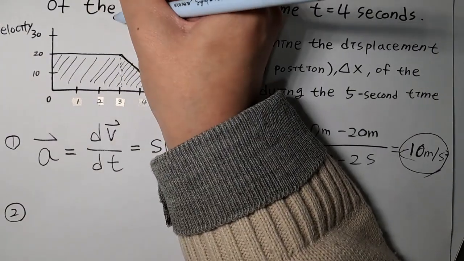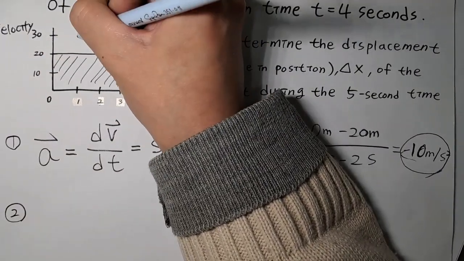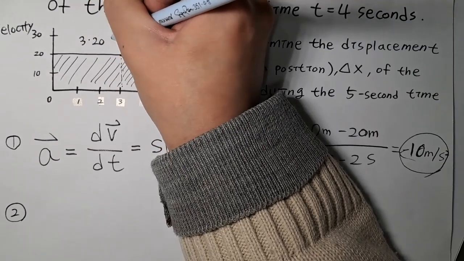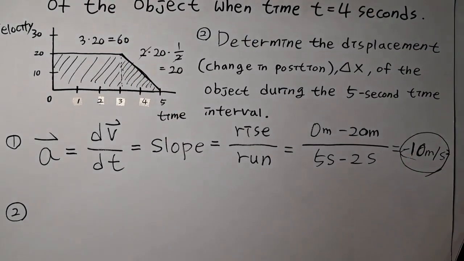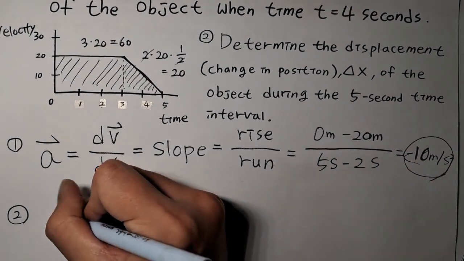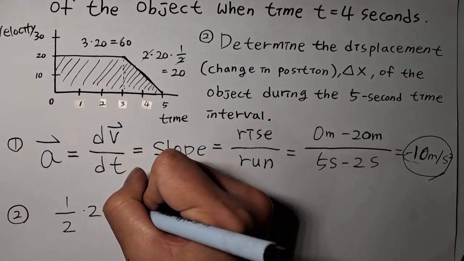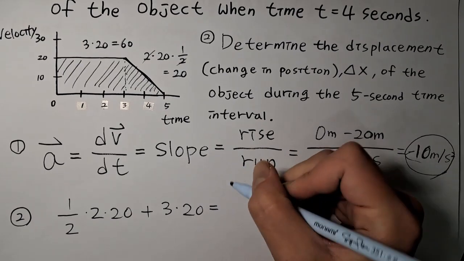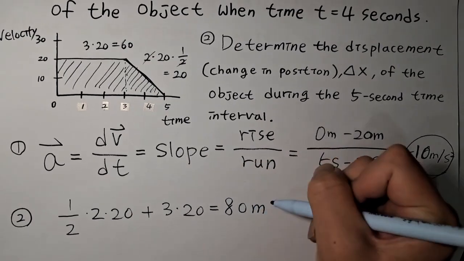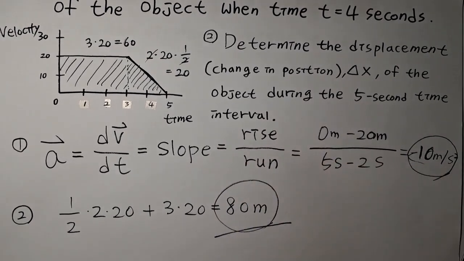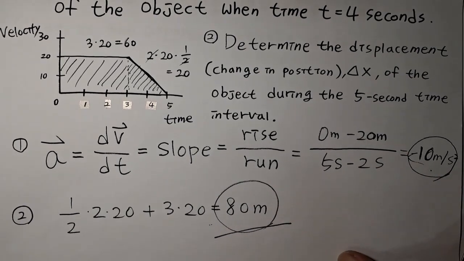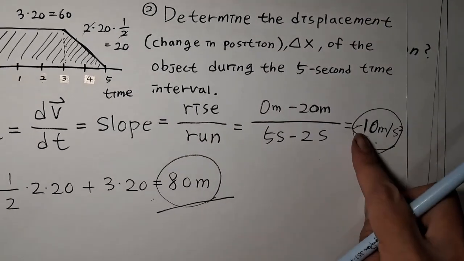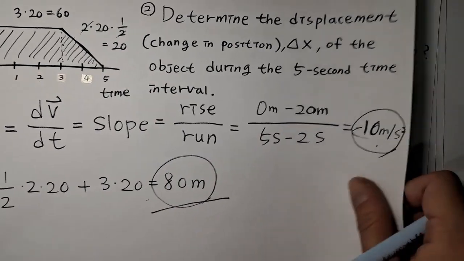So we are going to multiply 3 and 20. Then this is 6. So the total, the final answer is this and this and this. This and this.